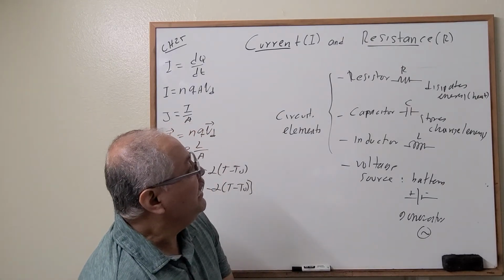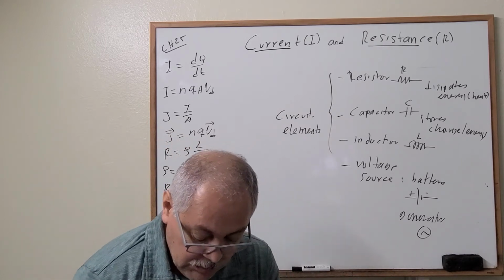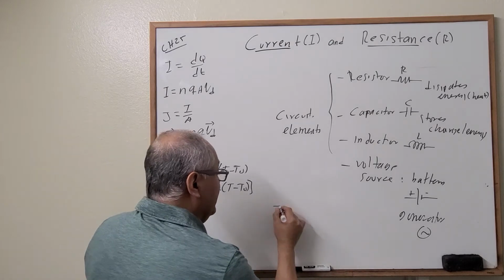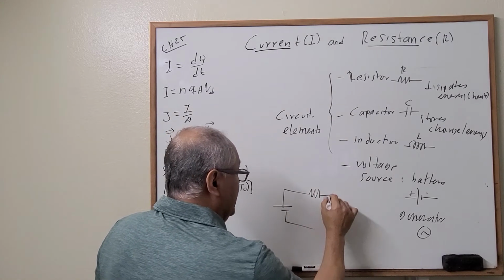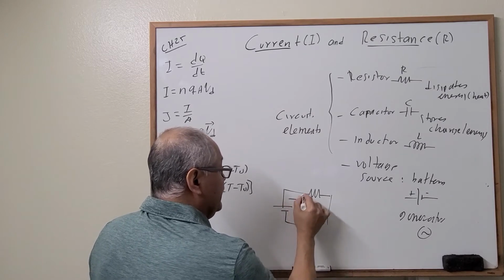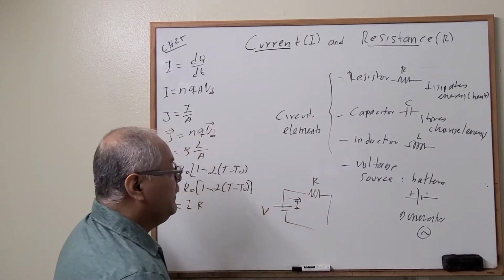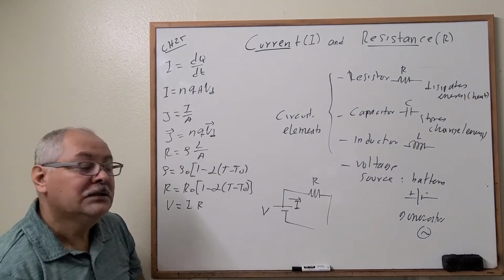Okay, now we have the simple circuit, correct? We have the battery, we have the resistor, and we have the current. This is the resistance, this is the battery, and we have the current. These are the main three elements so far, the simplest one.